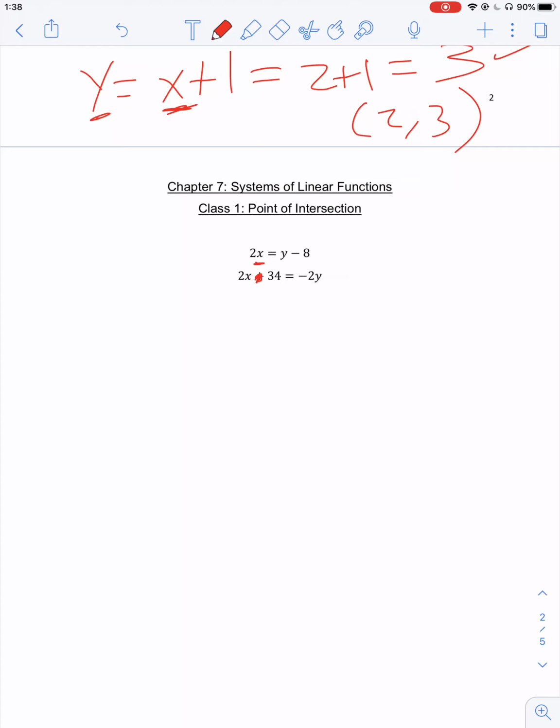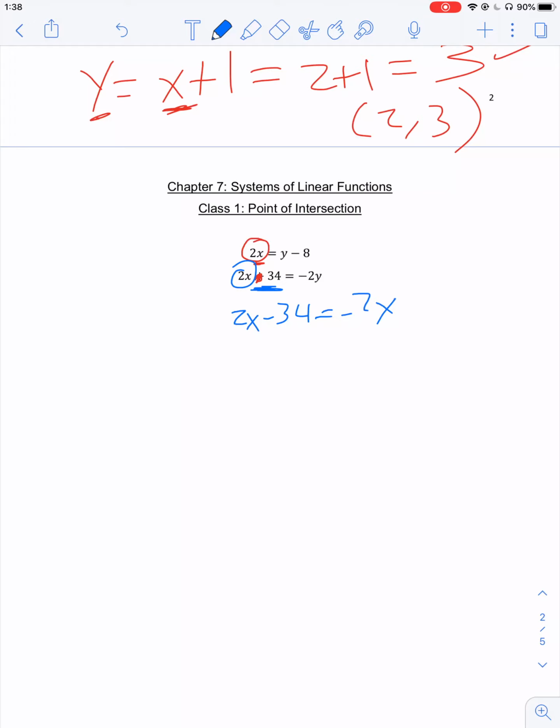So now, again, we're using the method of comparison. In this case, we're going to compare the 2x in red over here to the 2x in blue. But the problem is I can't really compare the 2x in blue to the 2x in red because I have this minus 34 that's in my way. Currently, my equation, I'm just going to rewrite this, is 2x minus 34 equals minus 2y. So let's get rid of this minus 34 so that we can compare them.